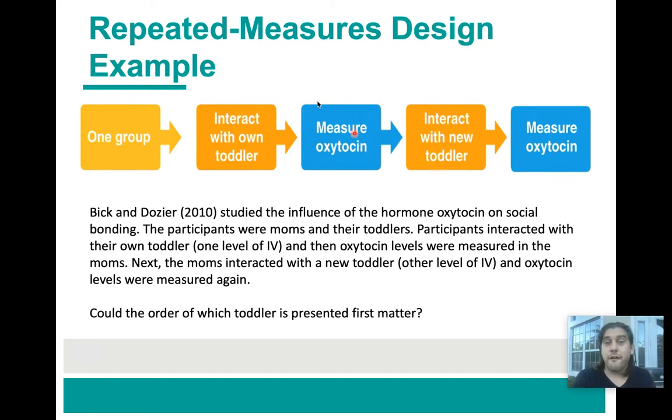And so the effect of one's own toddler almost sullies the effect of this next manipulation. The oxytocin is still hanging around from the first manipulation. And so what we've done is confounded our independent variable because of an order effect, meaning that this bump in oxytocin persists for long enough that now we can't tell the difference between the oxytocin impact of your own toddler and the oxytocin impact of a new toddler.